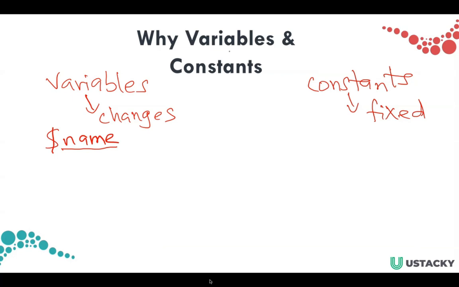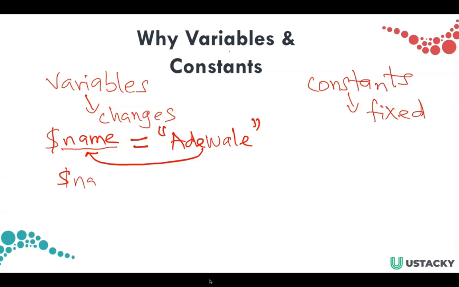If the name of a student is something like Adewale, then we can assign this value Adewale to the container. In that case, what we have to do is to put an equals to sign. So we are assigning Adewale into the container $name. Later in the future, this can change since this is a variable. Later we can have $name to be something like Amaka. So this is the data we are assigning to the container.